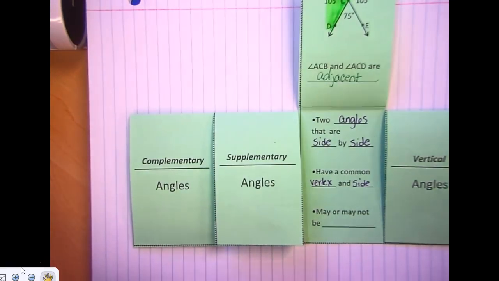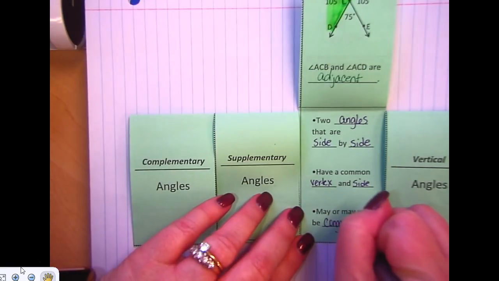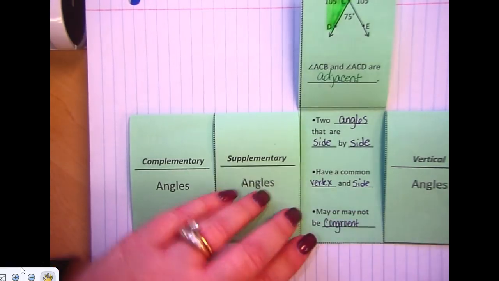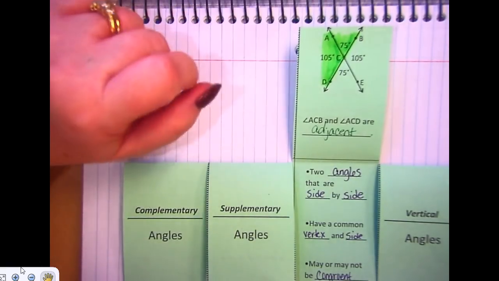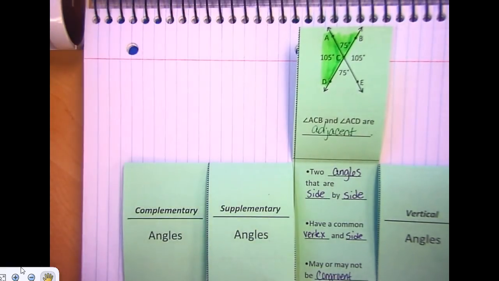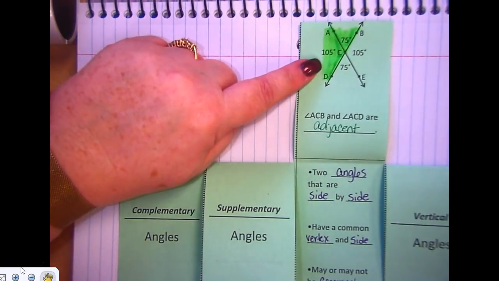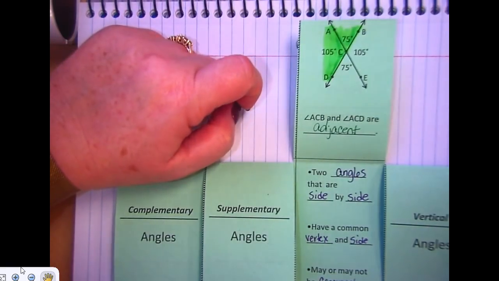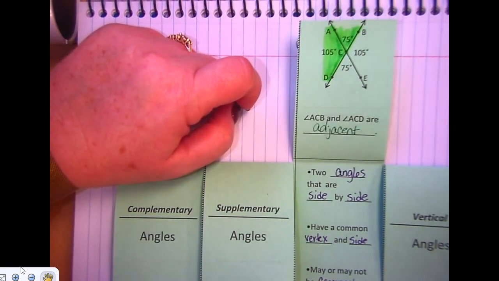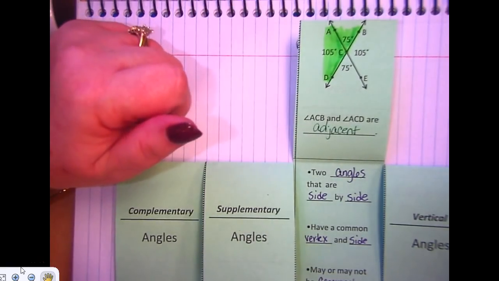They may or may not be congruent. And what does congruent mean? Same shape and same size. Are these two angles congruent to each other? No. One's 75 degrees and the other one is 105 degrees. So they are not congruent, but they don't have to be next door to each other. All right? Anybody need more time on this one?